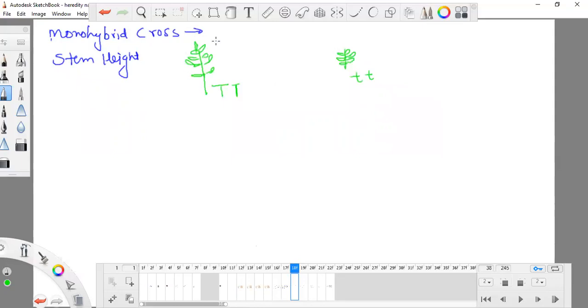Mendel, this is a pea plant, and a pea plant has both male and female parts. So Mendel took the egg from this one, and Mendel took the pollen from this one. So he will be the father, and she will be the mother. So Mendel took this. Now Mendel crossed them. How to cross them?